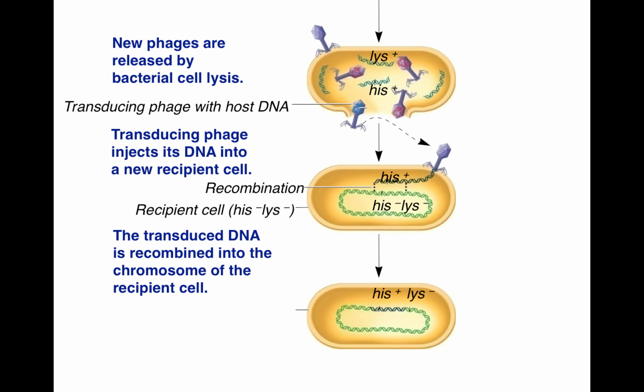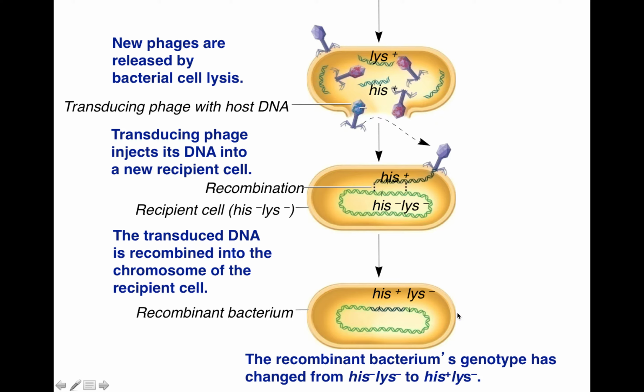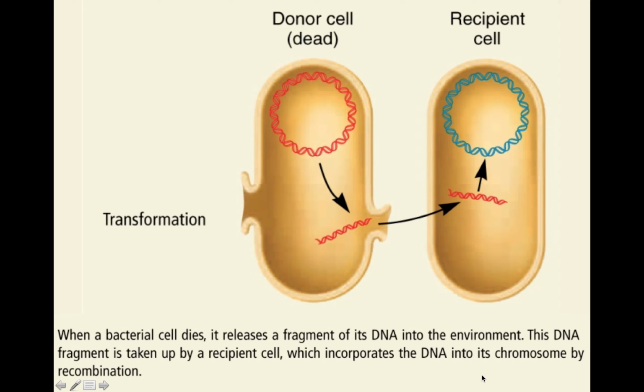The transduced DNA is recombined in the chromosome of the recipient cell, and now the cell becomes a recombinant bacterium with a His plus and the original Lys minus gene. It's transformed its genotype from His minus, Lys minus to His plus, Lys minus.